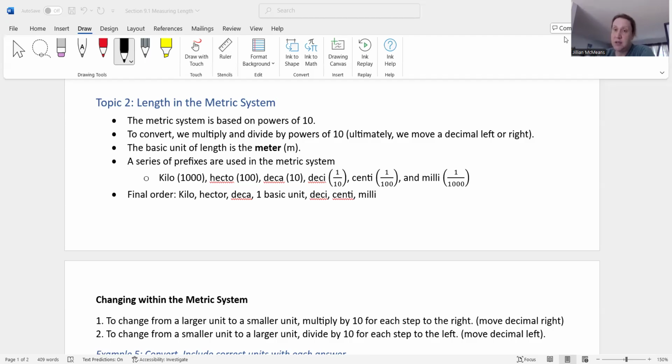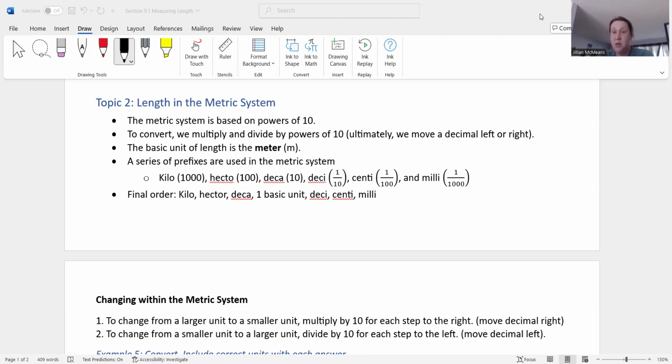Now, if you're moving a decimal to the left, that would indicate dividing by a power of 10. If you're moving a decimal to the right, that would really be the same thing as multiplying by a power of 10. So it's not like we're coming up with some kind of voodoo magic. There's math behind it. We just have a really nice shortcut. So again, to convert length in the metric system, we have to know that the metric system is based on powers of 10. To convert, we multiply and divide by powers of 10, which ultimately is just moving a decimal to the left or to the right.